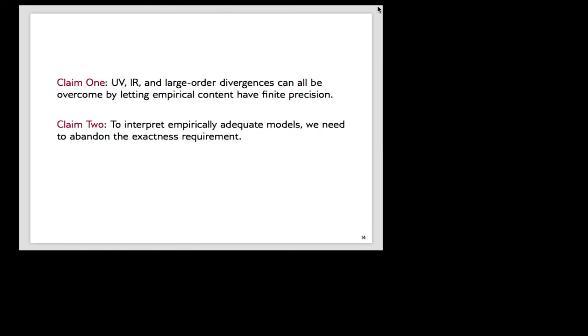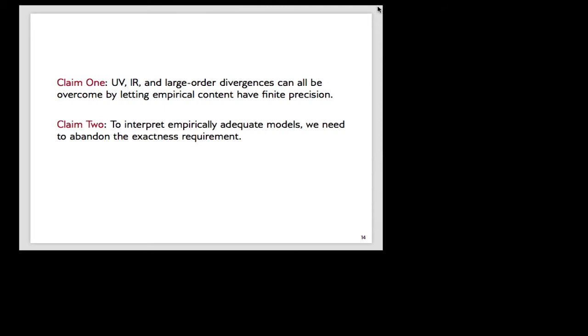So I'm going to defend two claims. The first claim is that all three classes of divergences that are present in quantum field theory can be overcome by letting empirical content have finite precision. So if you're willing to make this switch, if you're willing to allow a small amount of theoretical error associated with the content of the theory, then we can overcome these divergence difficulties.